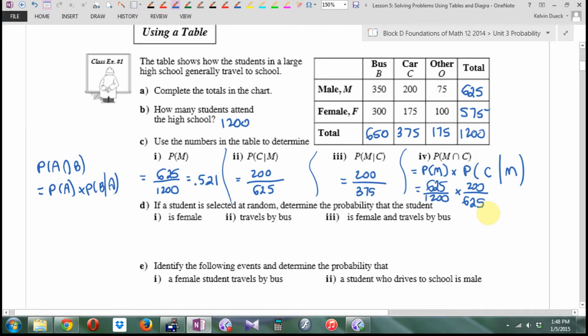Is that okay so far, Carson? How many 625s on the top, Carson? How many on the bottom? Turns out these are going to cancel, and you can try this on your calculator using your fraction button, but you get the answer that I already predicted, 200 out of 1,200. I could have gotten it simply by looking at those numbers. That's the probability of how many males and in cars out of the total number of students.